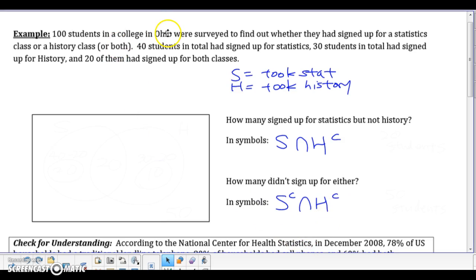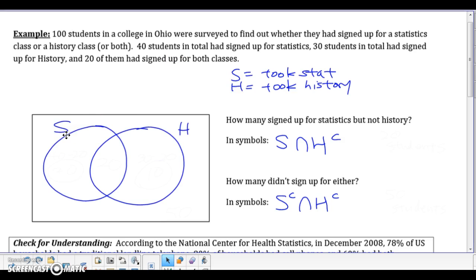Now we could use this information to make a two-way table, but let's get some Venn diagram practice in. So I'm going to start by drawing a couple of circles and labeling one S and labeling the other one H. I'm going to start, remember, from the inside out. So we know there's 100 students total. 40 students signed up for stat, 30 students signed up for history, and 20 students signed up for both. And that's what I'm going to be looking for, because the 20 that signed up for both are going to go right here. And that's where you always want to start, is from the inside.